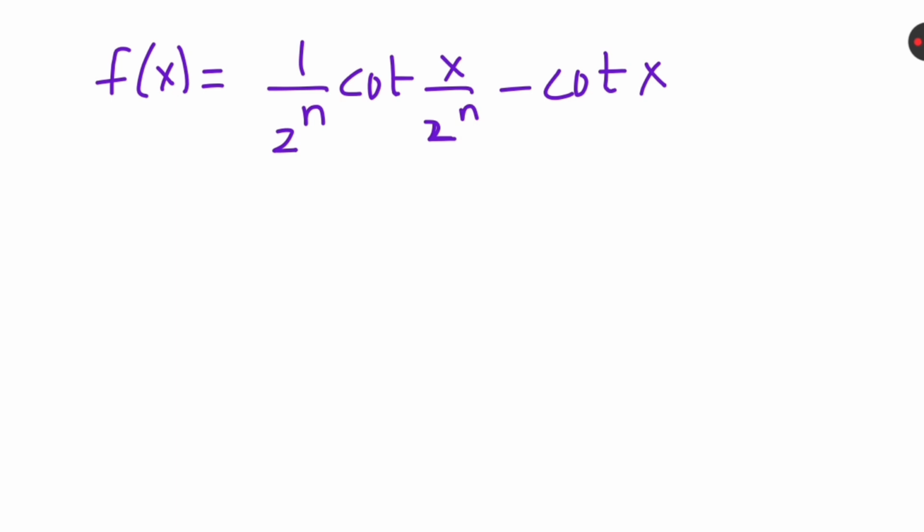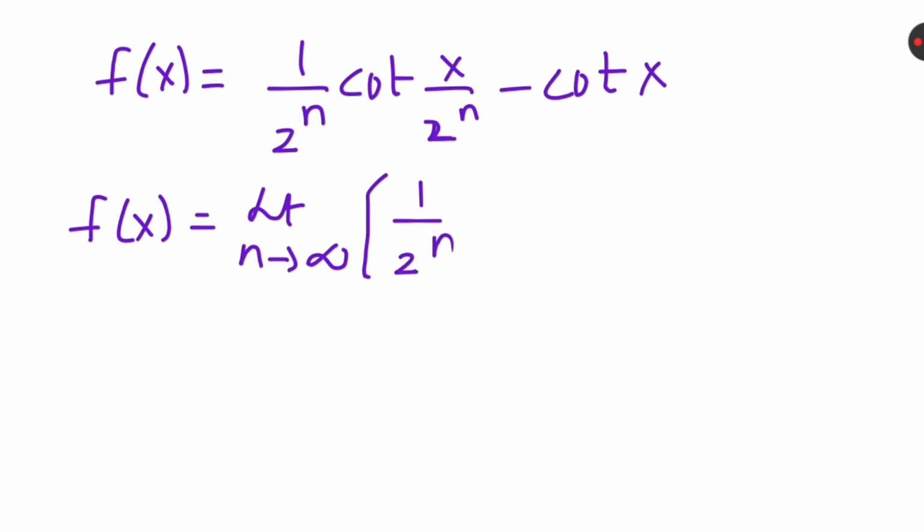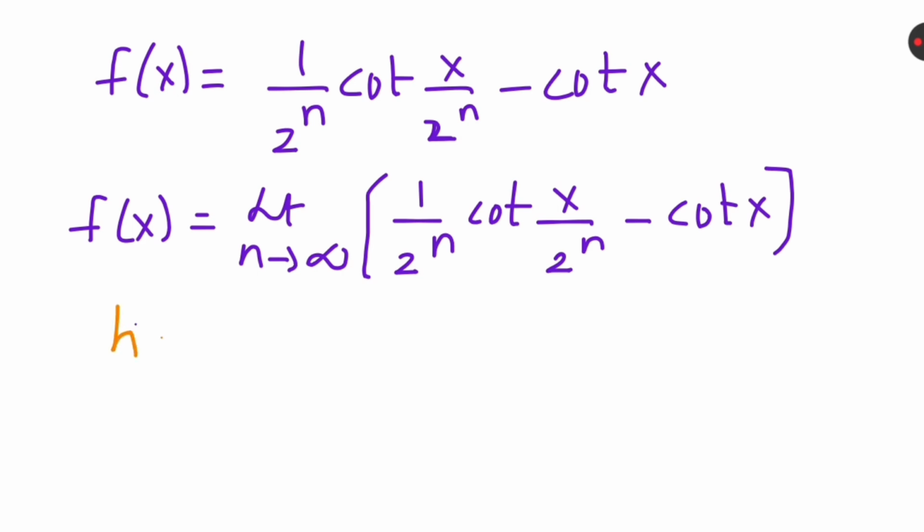So here we need to take limit n tends to infinity. So that's why I am going to take limit here. Limit n tends to infinity 1 over 2 raised to the power of n cot x over 2 raised to the power of n minus cot x. Let us assume h as x over 2 raised to the power of n. So here we have a 1 over 2 raised to the power of n. So let's find out that.